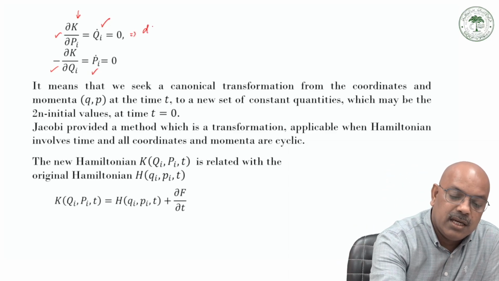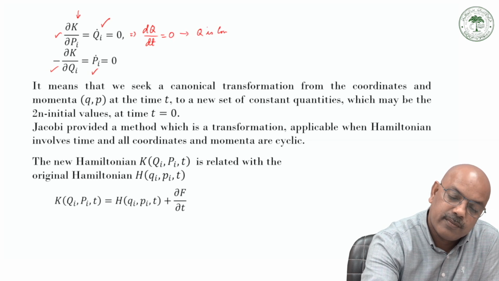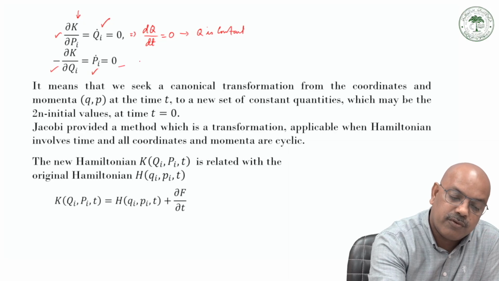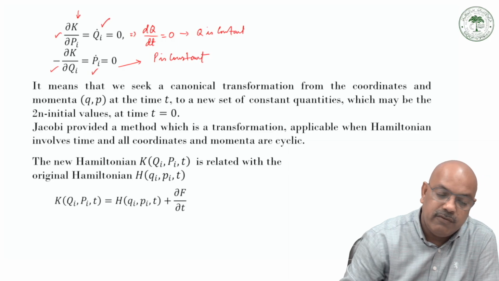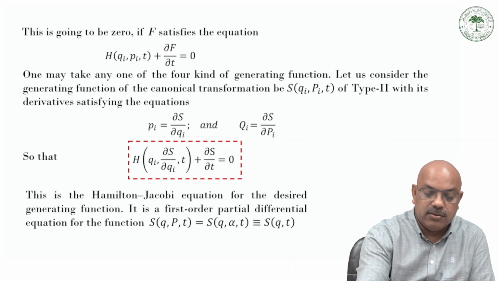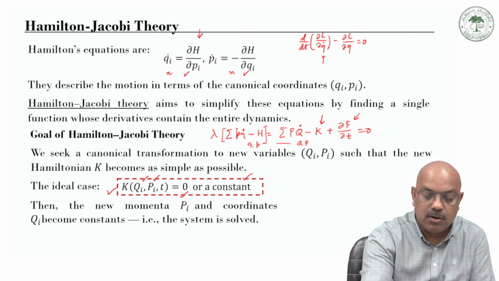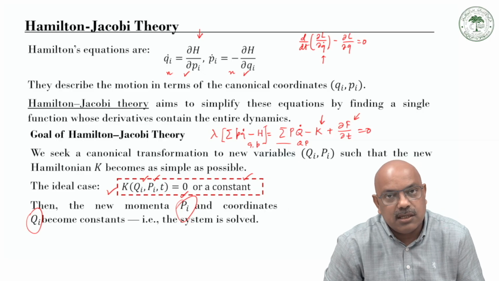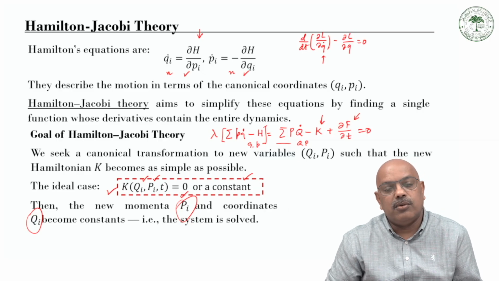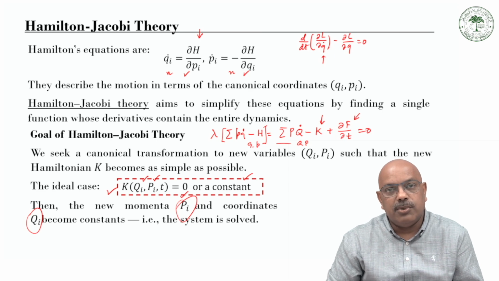So that is my dQ/dt is going to be 0. So that implies that Q is constant, and so from here P is constant. So when we demand that, this tells me that the momentum P_i and the coordinate Q_i become constant. That is, the system is solved when coordinates and momenta are constant, and then Q dot and P dot are going to be 0.